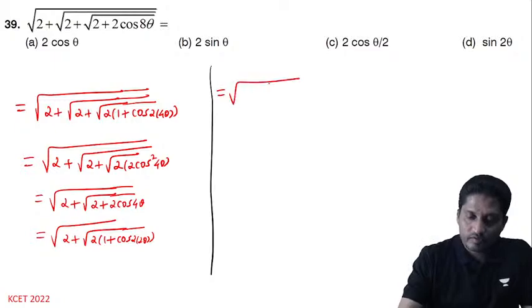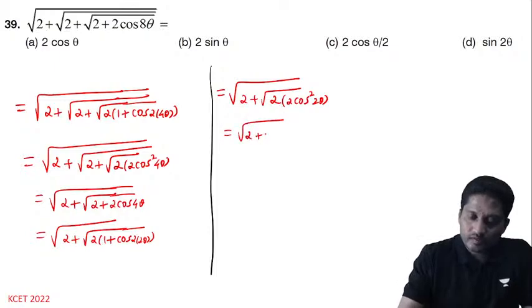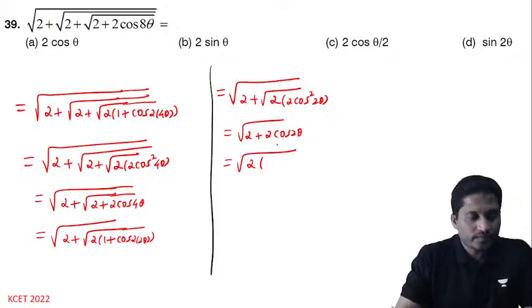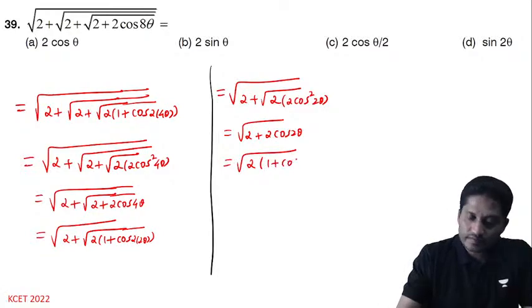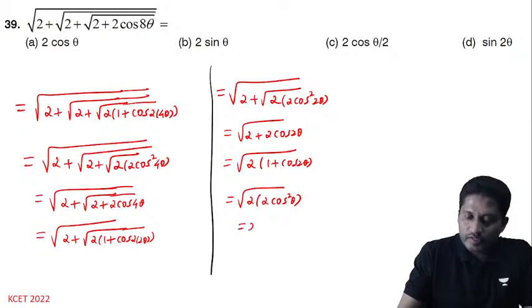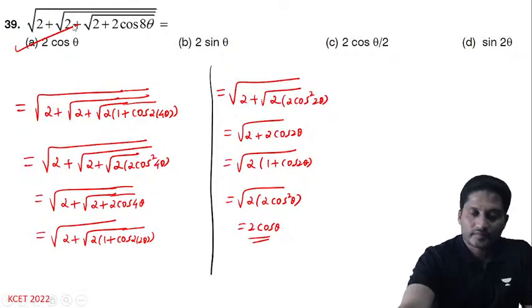Okay, now this is equal to root of 2 plus root of 2, 1 plus cos 2 theta is 2 cos square theta. So this is 2 cos square 2 theta. Root of 2 plus root of 4, root 4 is 2. You get 2 into cos 2 theta. Again, if I take 2 common, you will get 1 plus cos 2 theta. Whole root of 2, 1 plus cos 2 theta is 2 cos square theta. Isn't it, guys? So this is equal to 2 into cos theta. Answer is option A. Right?